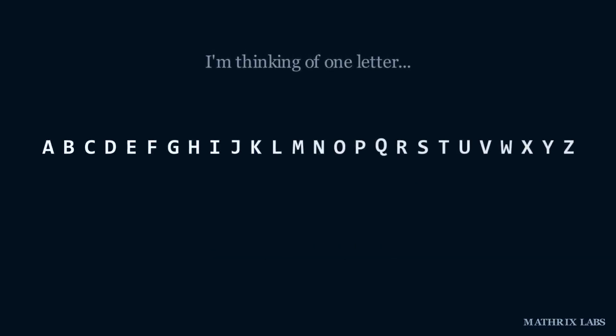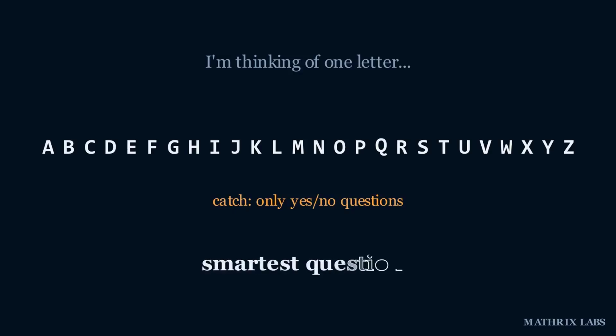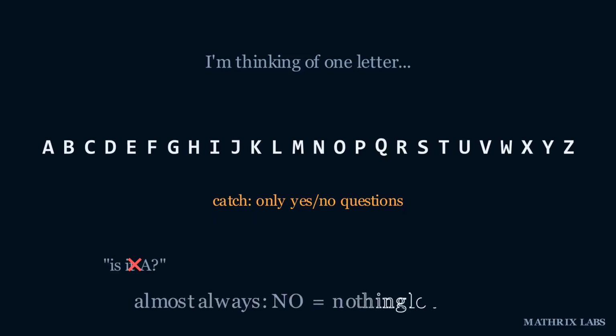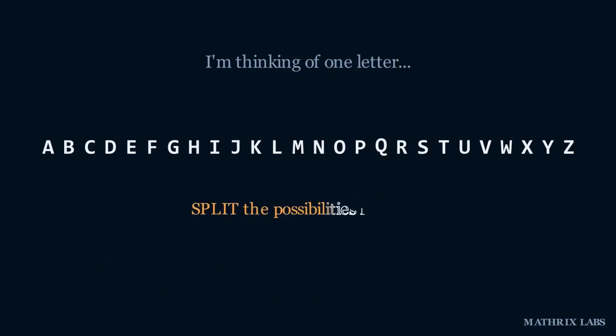Imagine I'm thinking of one letter from the alphabet, and you have to figure out which. The catch, you can only ask yes or no questions. What's the smartest first question? Not, is it A? That almost always returns no, and you learn almost nothing. The smartest question splits the possibilities in half. Is it in the first half of the alphabet, A through M?